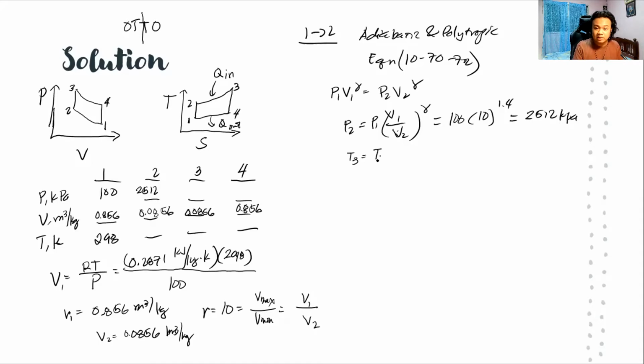And then for T2, it's actually the same. T2 is T1 times V1 over V2 to the gamma minus 1. So let's solve for T2. We have 10 to the 0.4 na lang, diba? 1.4 minus 1 is 0.4, and then you can get 748.5 Kelvin. So let's list that here.